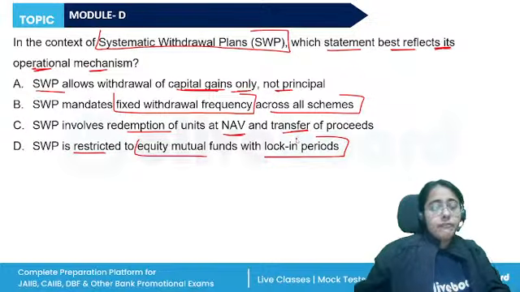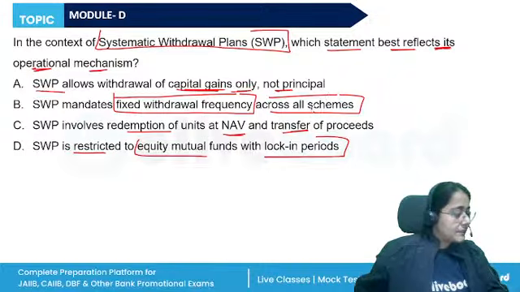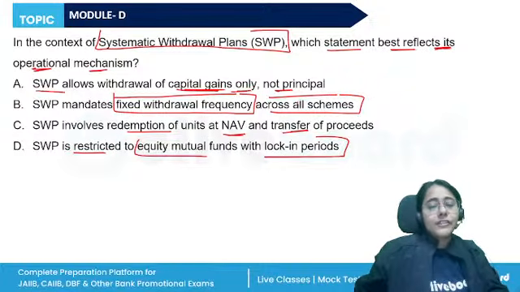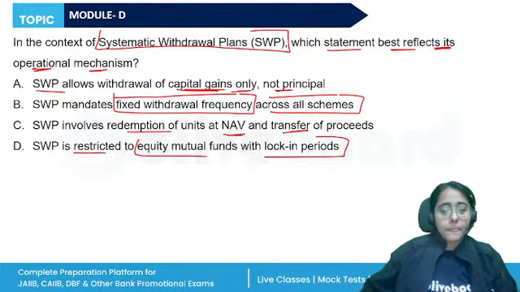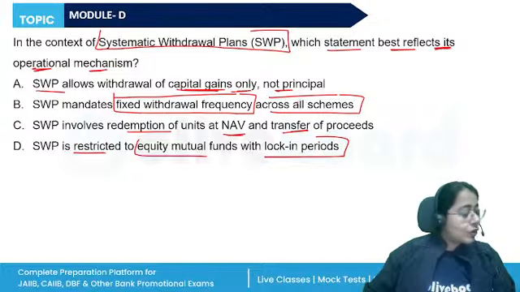B. Fixed withdrawal frequency across all schemes. Is there a fixed withdrawal frequency across all schemes?